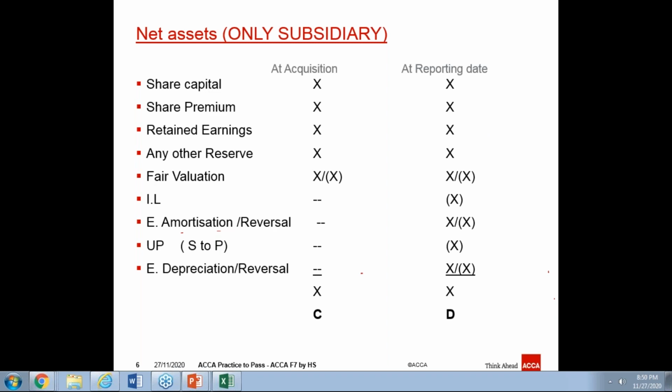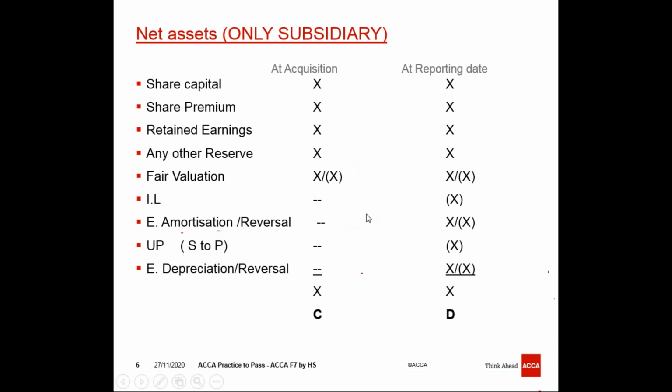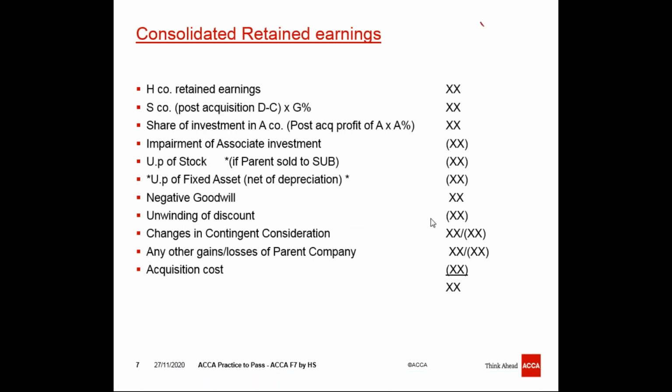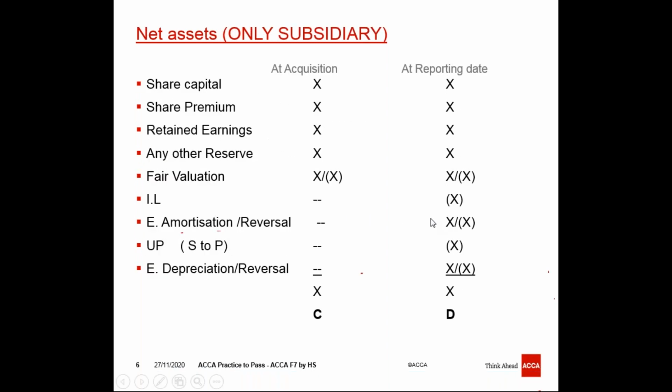Now you have to do the fair valuation adjustments, because according to IFRS 3, all the assets and liabilities of the subsidiary should be measured at the fair value at the date of acquisition. Sometimes it might be an upward revaluation, or sometimes it might be a downward revaluation. Whenever we have an upward revaluation, then you have to do an excess depreciation adjustment. And whenever we have a downward revaluation, there must be a reversal of depreciation.